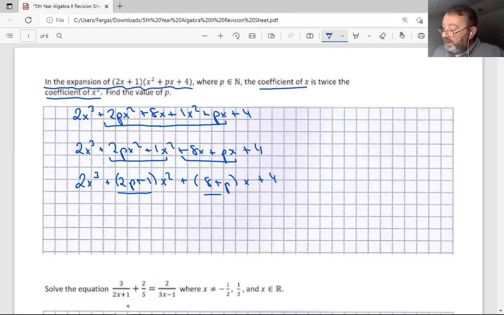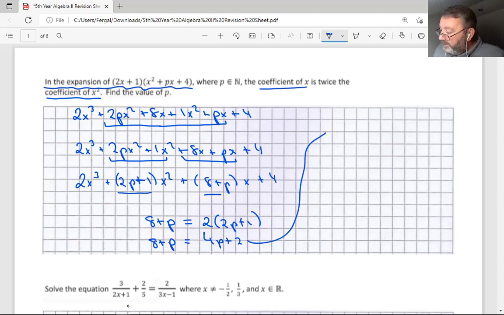But here's what we're told, that the coefficient of x, this one here, is twice the coefficient of x². The coefficient of x, which is 8 + p, is twice the coefficient of x². See, so you just do what the question tells you to do. So 2p + 1 is the coefficient of x², 8 + p is the coefficient of x, and the coefficient of x is twice the coefficient of x². And now you've got an equation in one variable. So 8 + p is equal to 4p + 2.